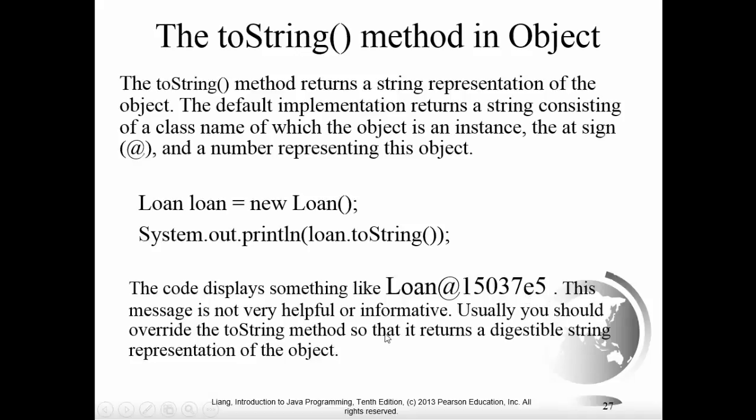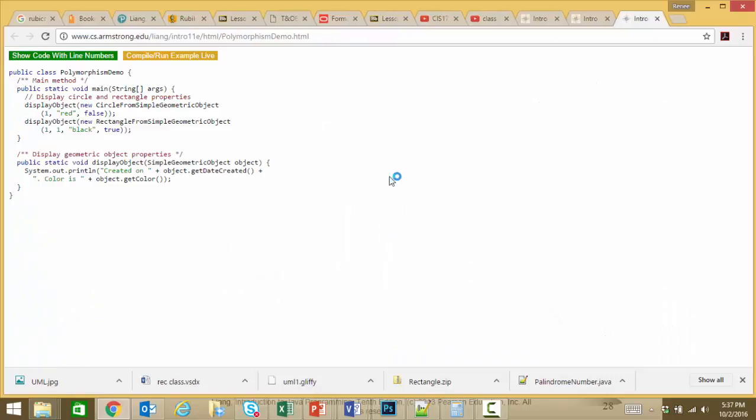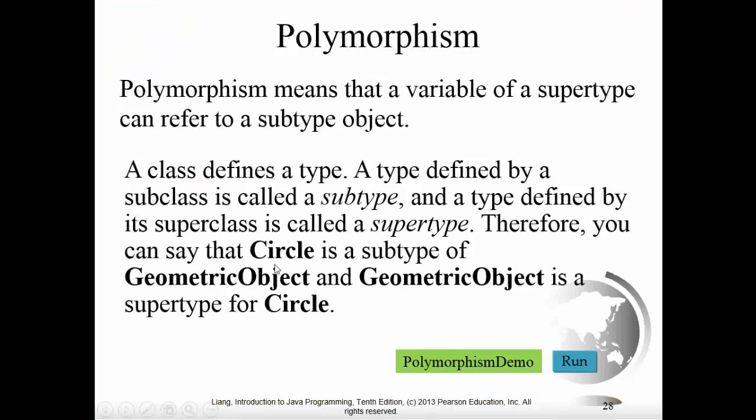So we like to override the toString method so that it returns a digestible string representation of the object, something meaningful about our object. So we saw earlier that they were overriding the toString and returning information about the circle or about the object. Here again, our geometric object is enhanced to give us a little bit more information on overriding and overloading, and you can run this again from the presentation if you like. Very helpful.